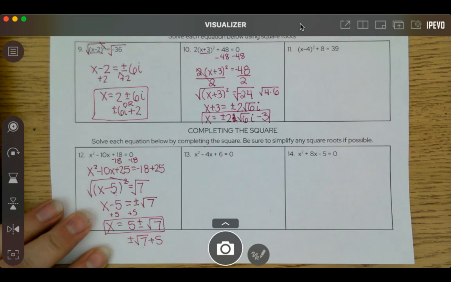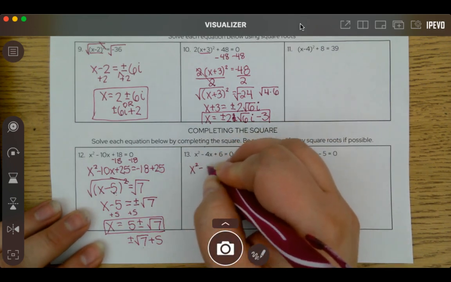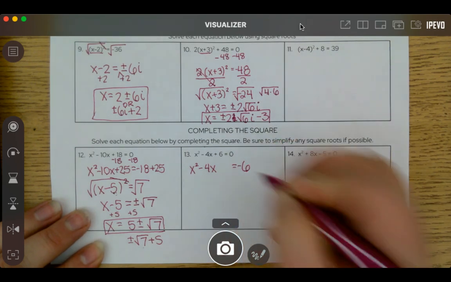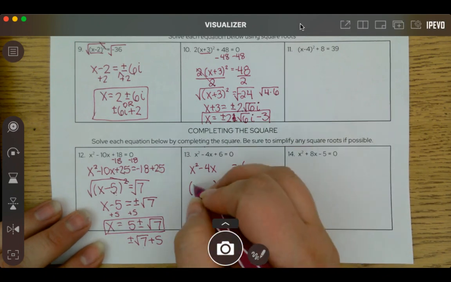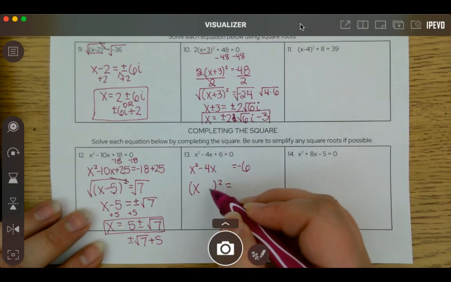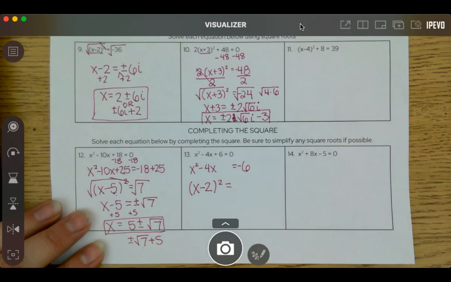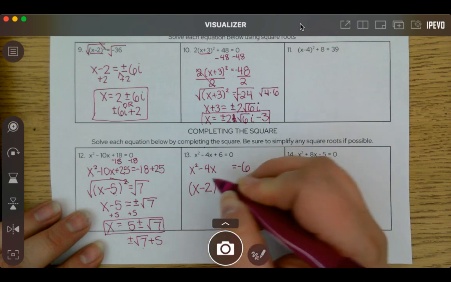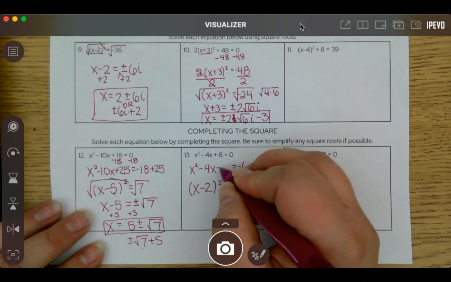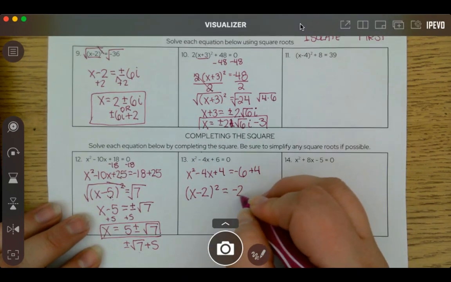Okay, I'm going to do one more, and that leaves the last one for you guys to try by yourself. So I'm going to subtract this 6 over to the other side, leaving behind a gap. And that means that if I make my parentheses squared like this, with x, this number plus itself equals negative 4. 2 plus 2 is 4, so negative 2 plus negative 2 is negative 4. And then this number has to be this number squared. Negative 2 times negative 2 is positive 4. Negative 6 plus 4 is negative 2.